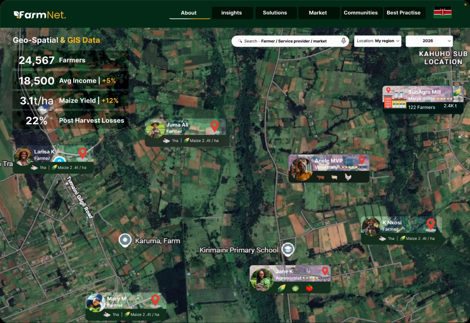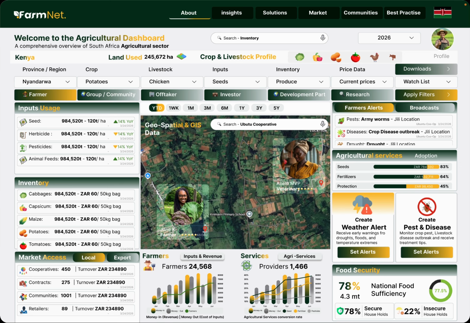What does this have? You click onto it and it gives you information about geospatial and GIS data for that particular location you're looking for. Their inputs, the inventory, there is market access and number of farmers, inputs and revenue, agri-services, and so on. But what is even more interesting is that you can sort this by region in any place, by crop, by livestock. All this can be sorted out.